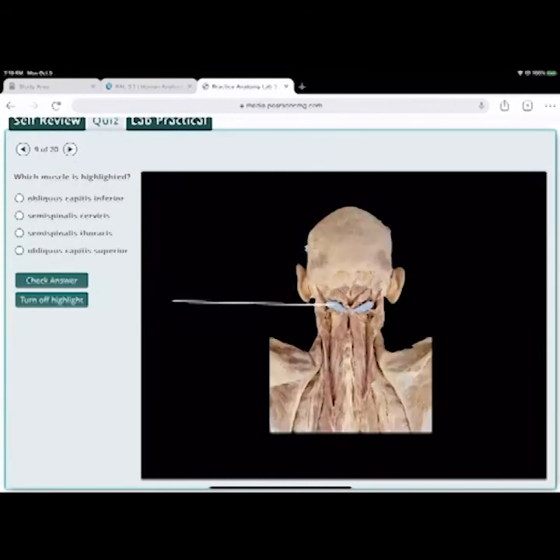Okay. It's not the duplicate only I did before. She ruled that one out. So this is the oblique capitis inferior. Oblique capitis inferior. Very good. Perfect.